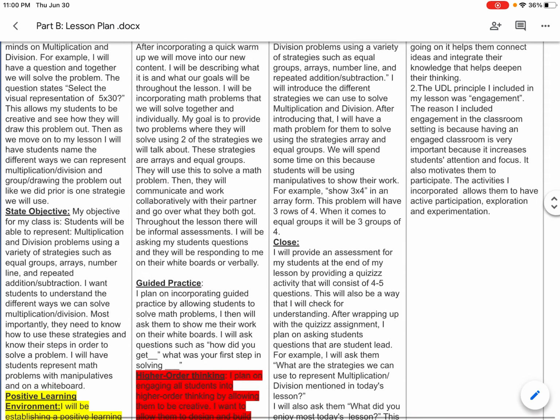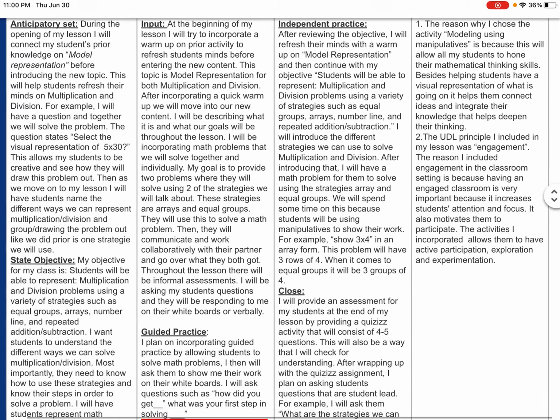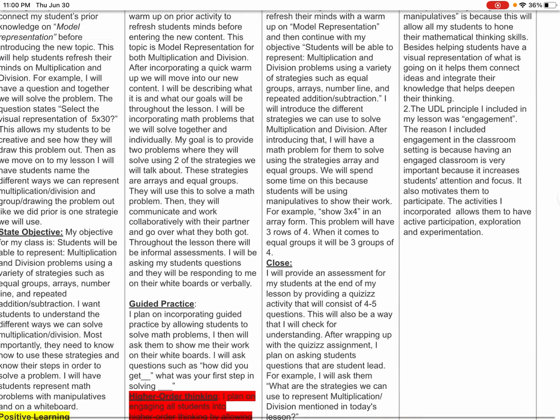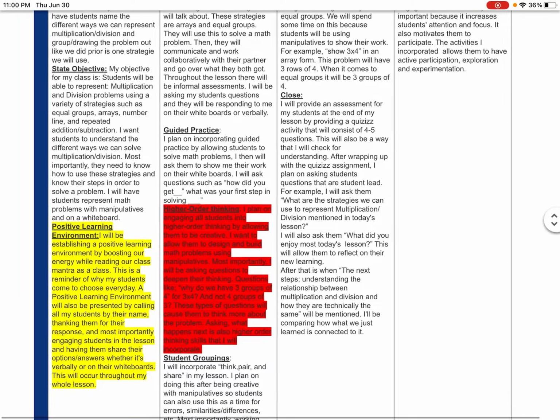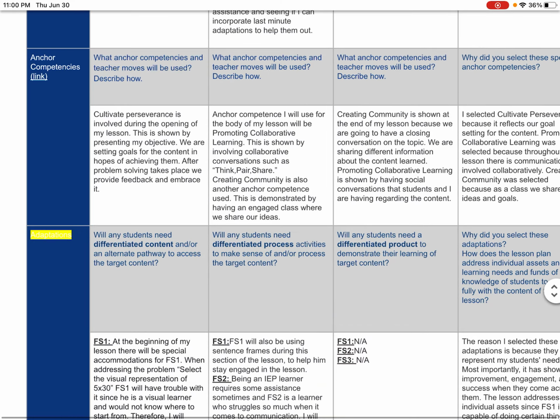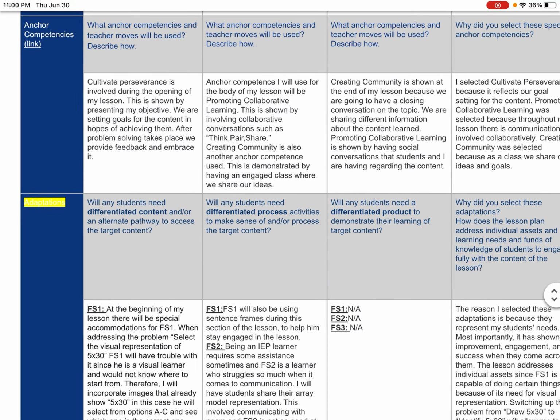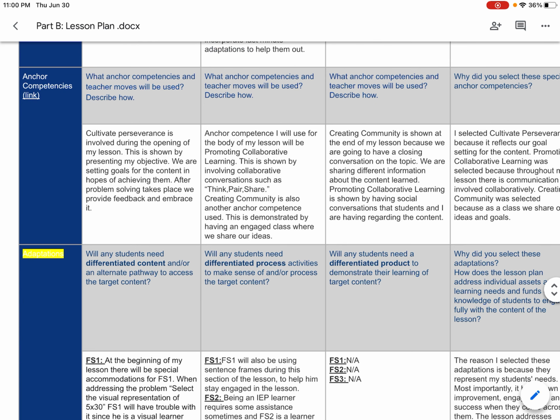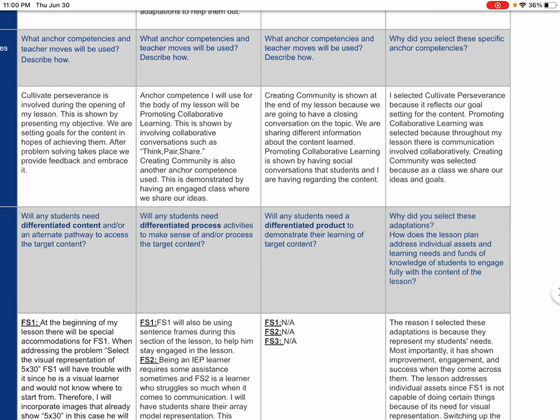And then if we go to independent practice, I talked about what the independent practice was, and the closure, how I am going to close it. And then if we go down, I don't think you guys have to mention anything about anchored competencies. We did, but I don't know about you guys.